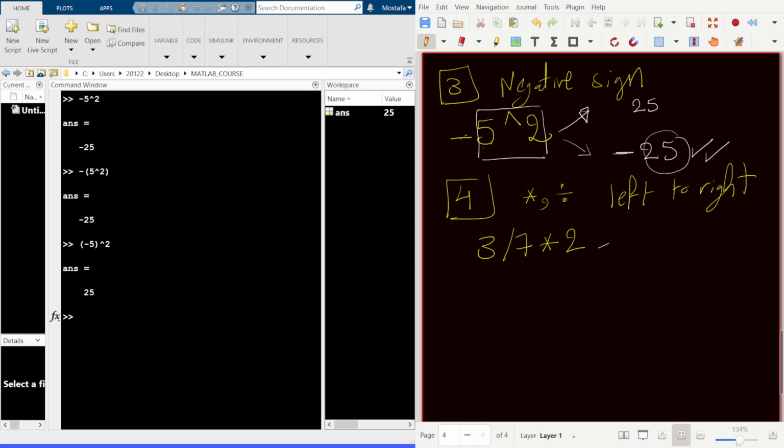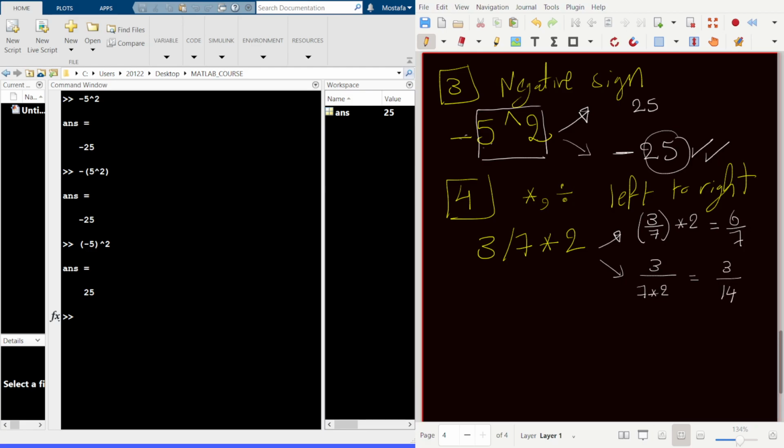So let's see. Someone might think that this is actually 3 divided by 7, and after I finish the calculation, I will take the answer and multiply it by 2, and that should give you 6 over 7. And someone might think, oh, maybe this is actually 3 over 7 times 2, where the 2 actually appears in the denominator. And then the answer will be a smaller number, which is 3 over 14.